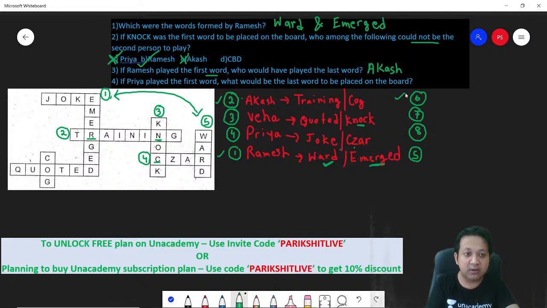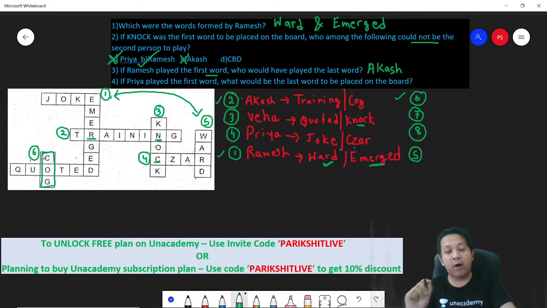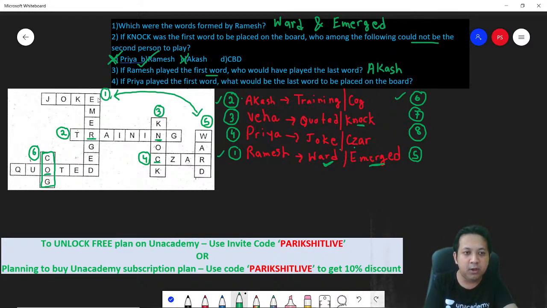Is this possible? Let's check. Is the sixth word cock? Can it be cock? Think about it. If the sixth word is cock, is it possible? No. Why? Because cock does not have anything in common with the letters already formed. The only thing cock has in common is the letter O with quoted. But up till now we have not even formed quoted. Remember, we have only formed emerge, training, knock, Zar, and word. So quoted has not yet been formed, and before quoted, we cannot form cock, because O has to be common.